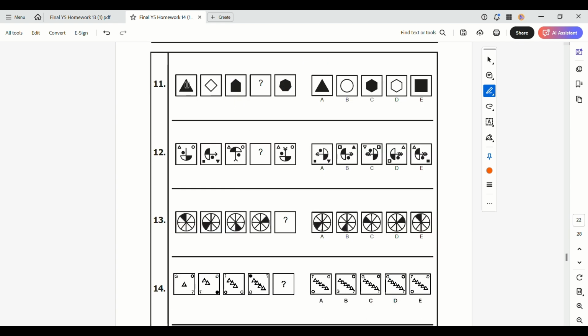Okay. Three sides, 4 sides, 5 sides. It should be 6 sides. Next, it should be a white shape. If you look, it's going black, white, black, white. All right. So option D.